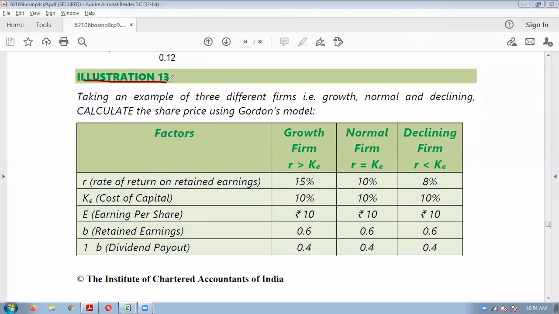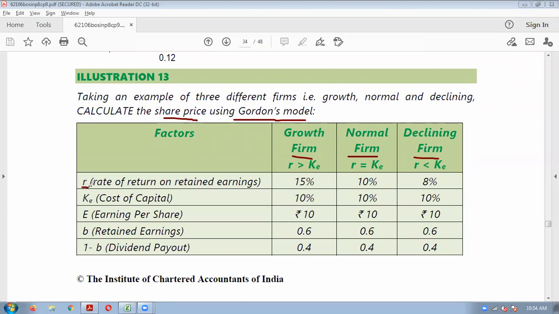Read this illustration, illustration number 13. Taking an example of three different firms, growth, normal, and declining, calculate the share price using Gordon's model. So three companies' data are given. One is a growth company, one is a normal company, and one is a declining company. Company A, company B, and company C. You have to calculate the share price using Gordon model.